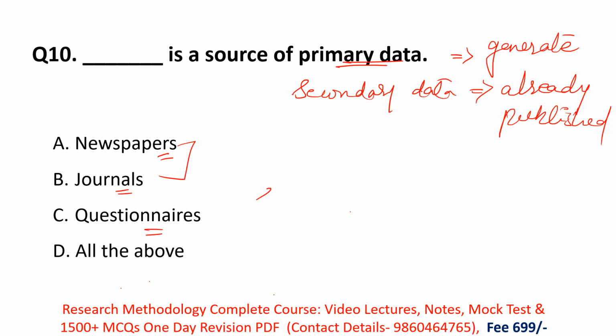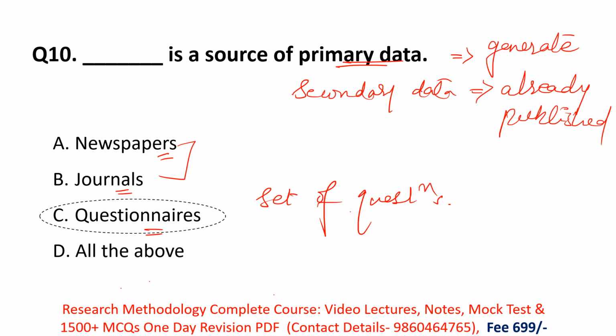But questionnaire means a set of questions. While doing surveys, the researcher gives respondents a set of questions and asks them to fill them in, and through those questions the researcher generates data. So here questionnaire is a primary source of data.